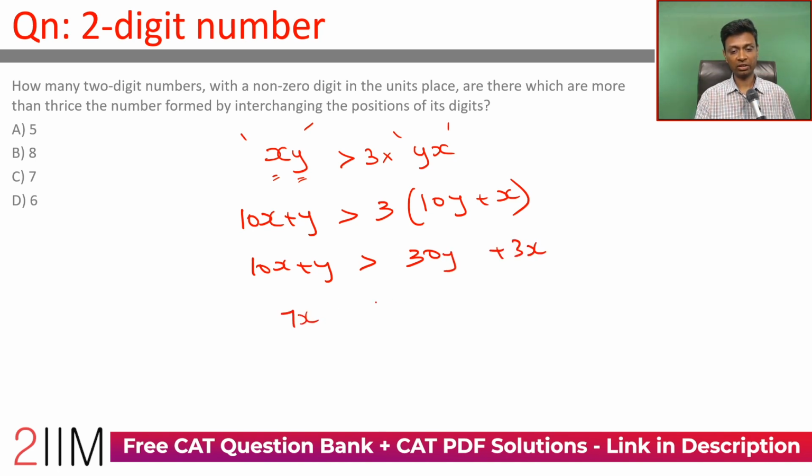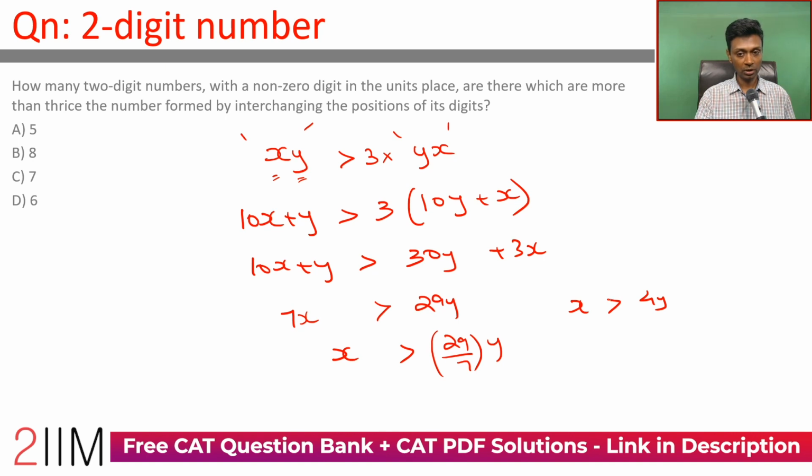Or 7x is greater than 29y. X is greater than 29 by 7y. 29 by 7 is a little more than 4. So x is greater than 4y. Right. So we're looking at 2 digits where x is greater than 4y, a little more than 4y. So we'll have to be a little careful with the numbers. If you put y equal to 1, x greater than 4y, x could be 5. So we could have 51. One number being 51, other number being 15.